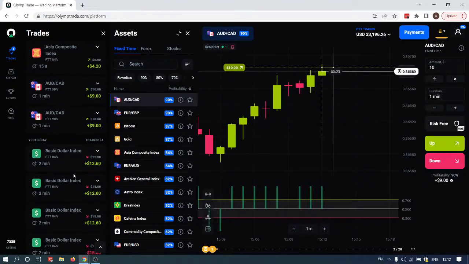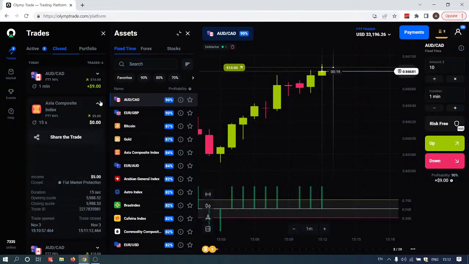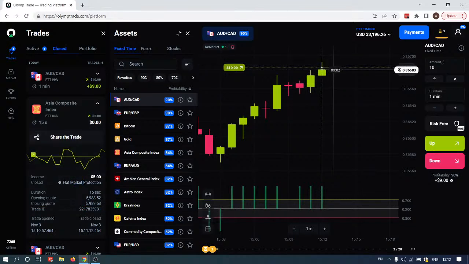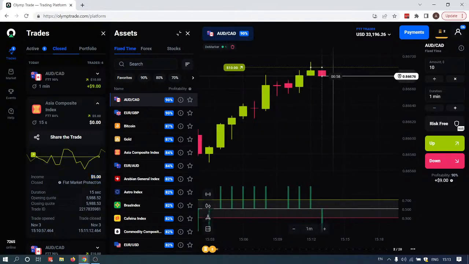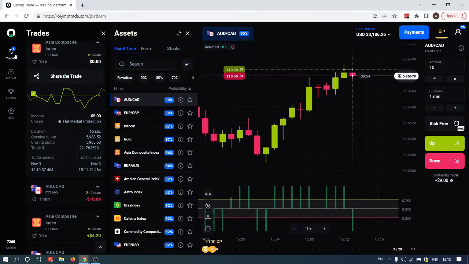So far, been doing good. Only had one losing trade, and yeah. I also have this flat market protection thing, and oh wow, okay. Here it acted against me, because this trade would have closed with a profit, but since I have flat market protection, this trade closed with a refund. Okay, yeah, so nothing wrong with that.